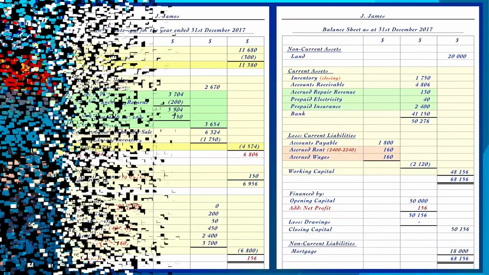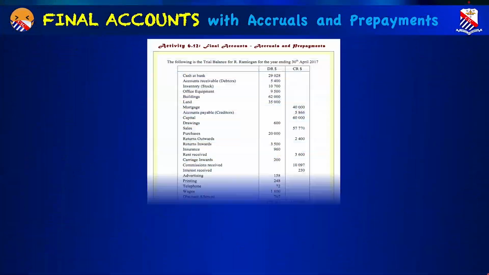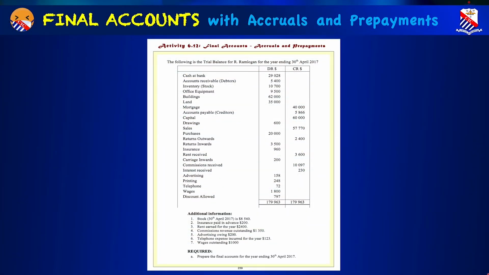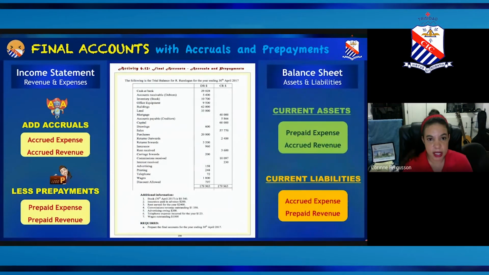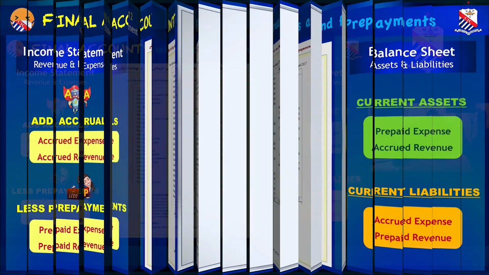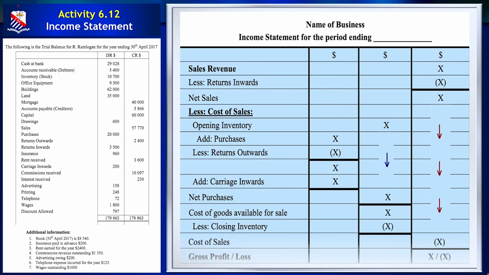Now that we have done 6.11, we are going to be doing 6.12. We're going to do it a bit quicker. And it's the same thing that is needed. You have to do your income statement and you have to do your balance sheet. Okay, so we're just going to go straight into it.